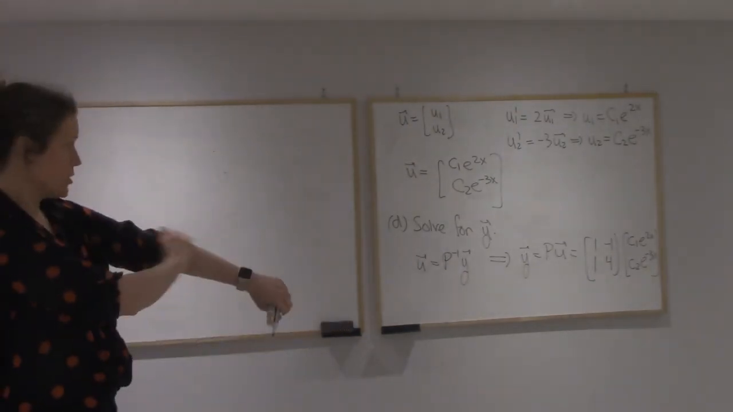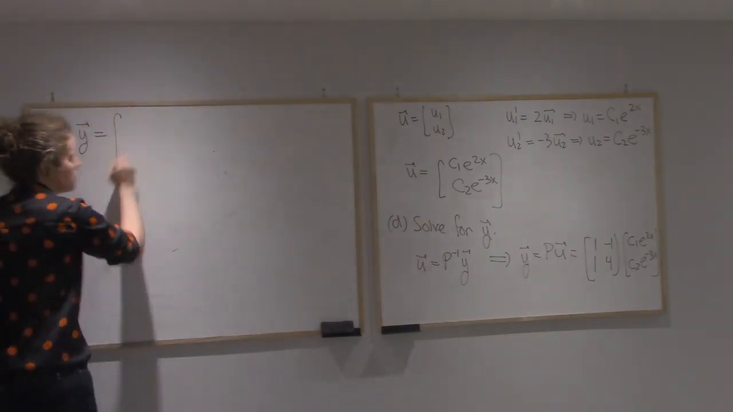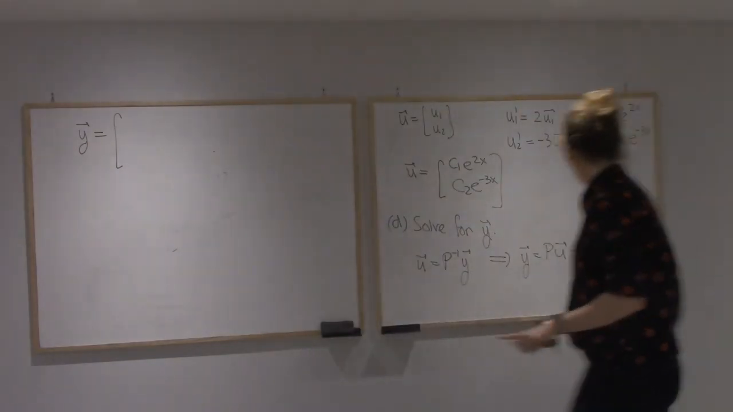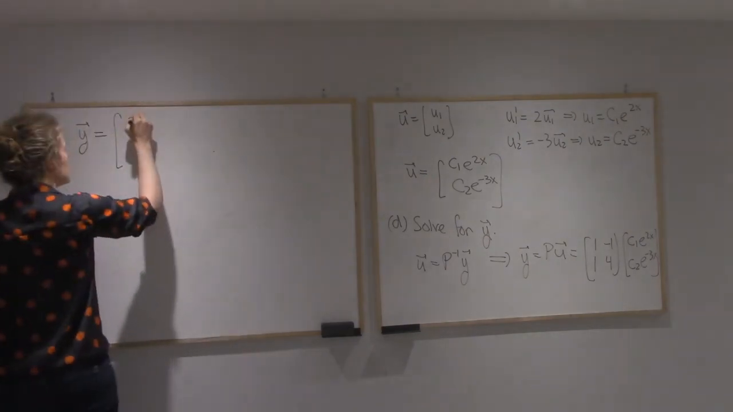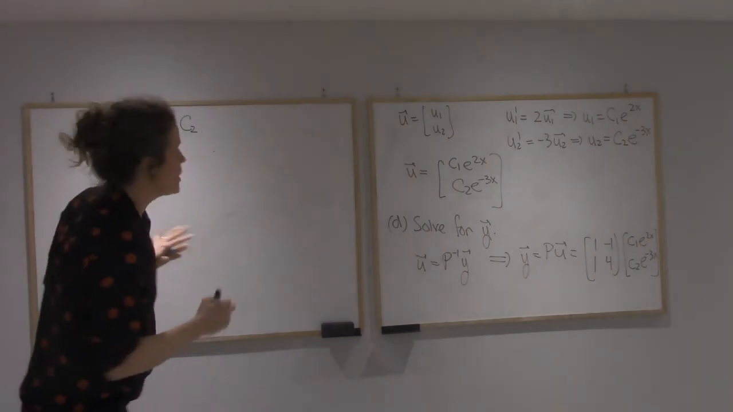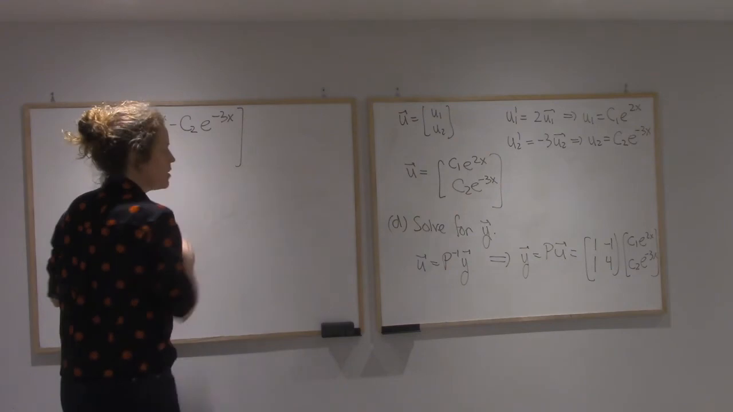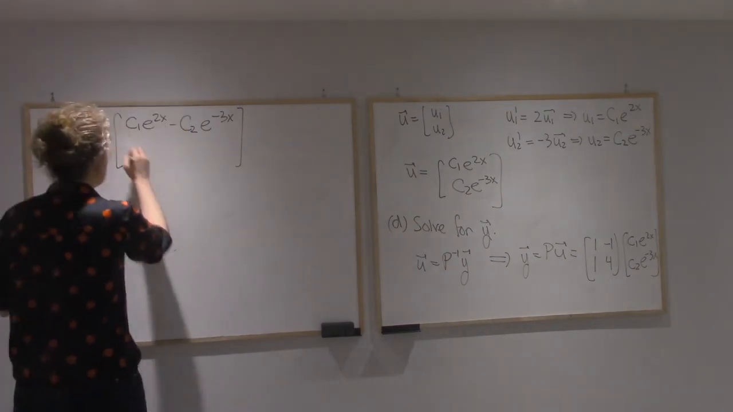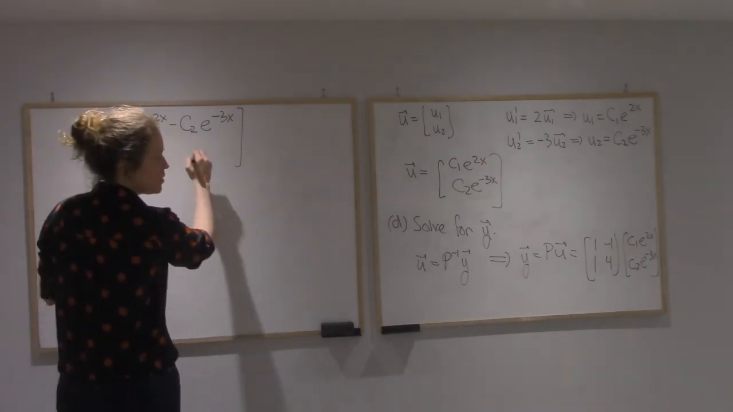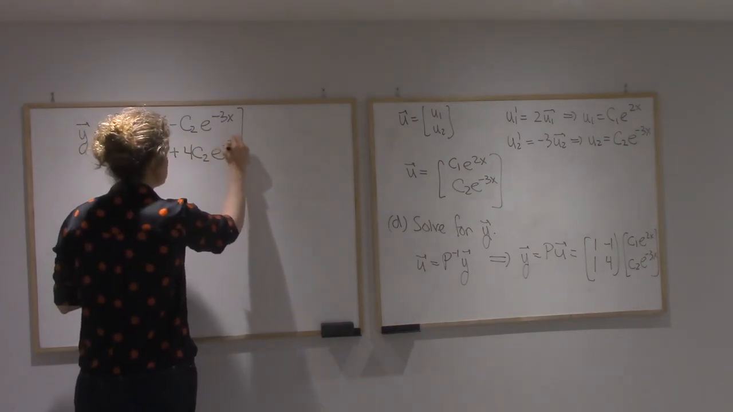All I have to do is to multiply these two. I'll get c1 e to the 2x minus c2 e to the minus 3x. And then c1 e to the 2x plus 4 c2 e to the minus 3x.